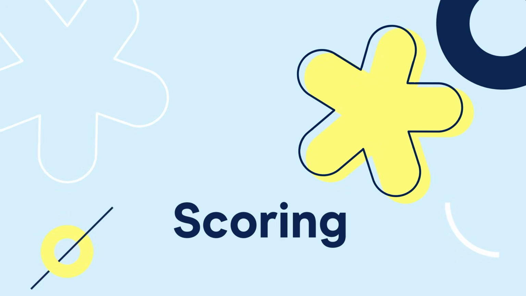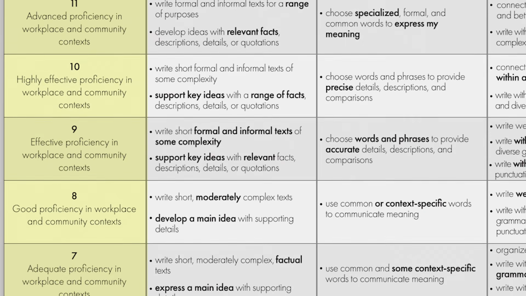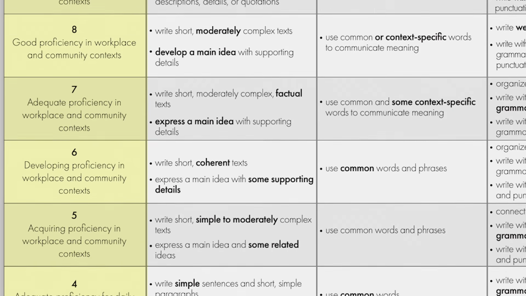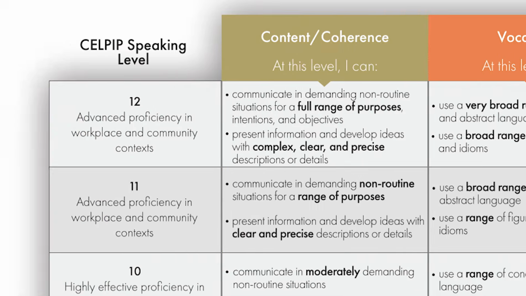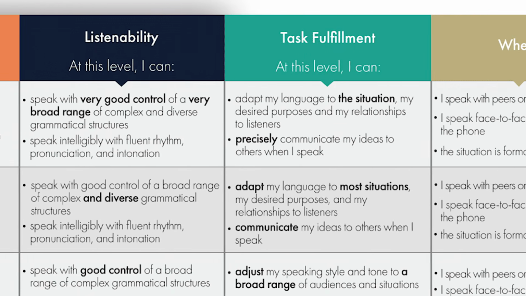CELPIP scoring. Each skill is scored on a 12-level scale, which maps directly to the Canadian language benchmark levels. There's no overall average. Each skill is scored separately. After taking the test, you can access your results within 3 to 4 business days.